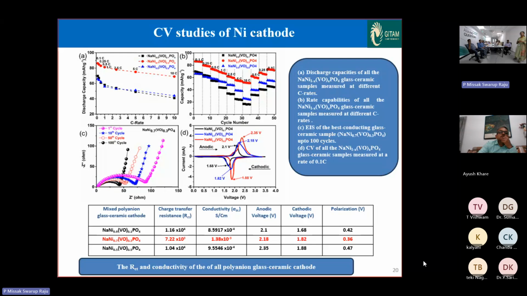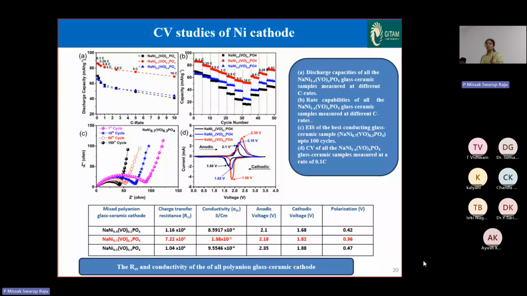From that, it gives the relation between the current and voltage. The potential window is maintained from nearly 0 to 0.5 volts up to nearly 3.6 volts. In this CV graph, identify the anodic and cathodic voltage values for the three samples, nothing but the oxidation and reduction values. Taking the oxidation and reduction values, I entered all these charge transfer resistance values and conductivity values.